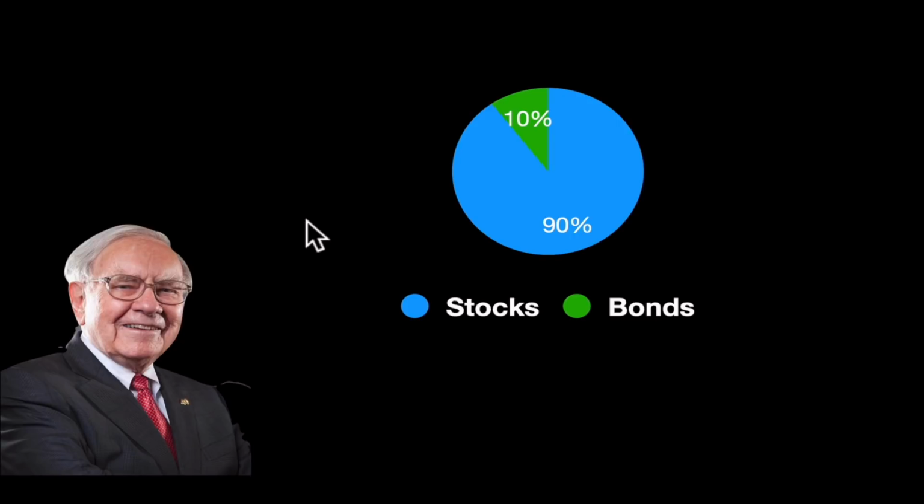Warren Buffett doesn't really invest in properties. He doesn't like gold. He's not a fan of Bitcoin or cryptocurrencies. But remember, this is the world's most successful investor.